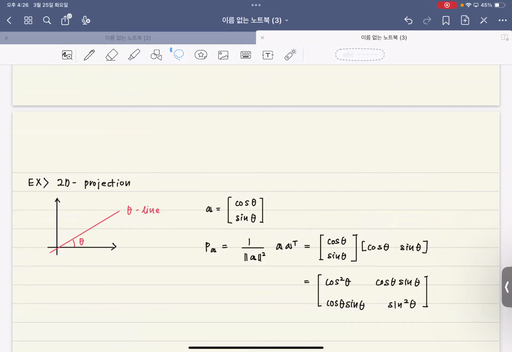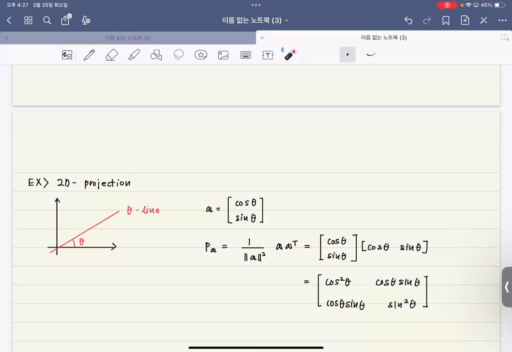So lastly, I want to go back to the two-dimensional projection. You remember we discussed the matrix representation of the two-dimensional projection, which was this. But this one can be understood just like this. Well, this data line, we consider this as spanned by this single vector of length 1.